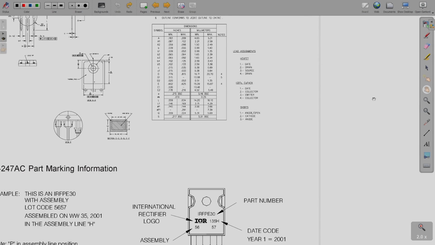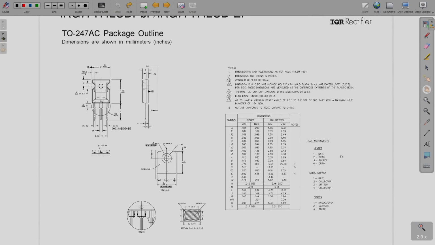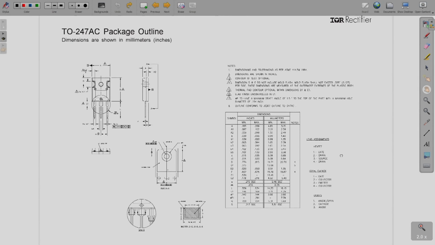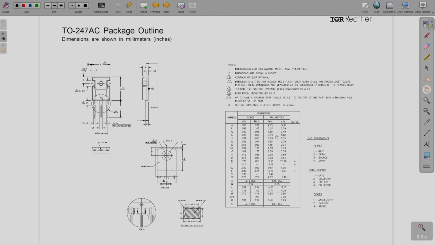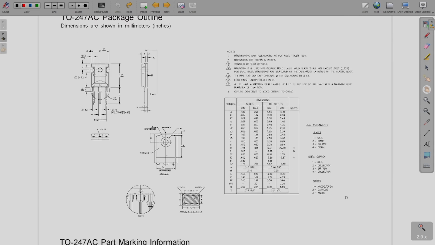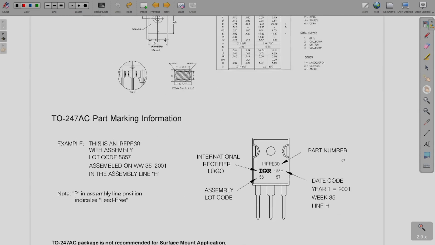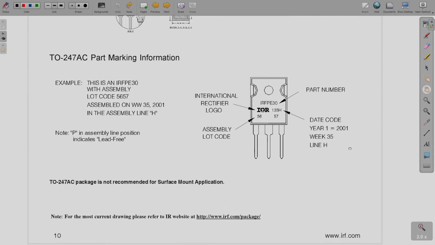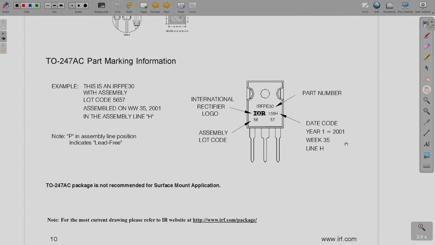Then usually on the last page of the data sheet you may be given the package information, so the different dimensions corresponding to the device are given in the data sheet. Okay. So, like this you can read through different data sheets and then choose the IGBT with the anti-parallel diode that is suitable for your application.